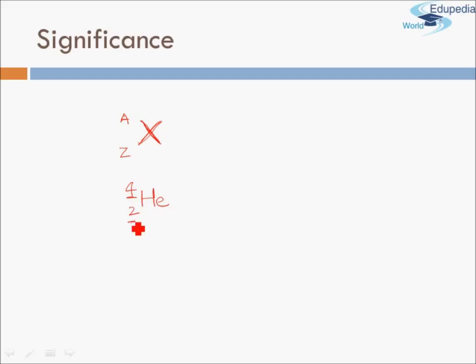And again, atomic number is simply the number of protons and mass number is simply the number of protons plus neutrons. So if you want to calculate, say, the number of neutrons in an atom, the number of neutrons present in an atom is simply equal to its mass number minus its atomic number.